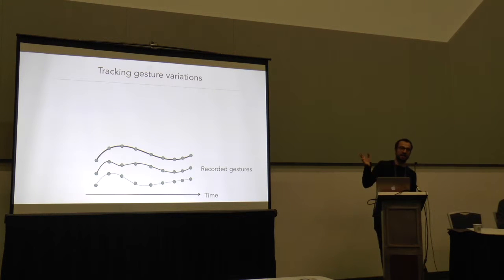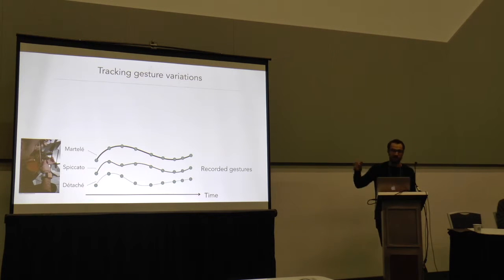So the first model, in this idea of recognizing gesture and understanding how the gesture is performed, is tracking variations. So tracking variation in gesture execution. The idea is to record templates of gestures, which are time series. That can be, for instance, some playing techniques, martelé, spiccato, détaché in the violin.